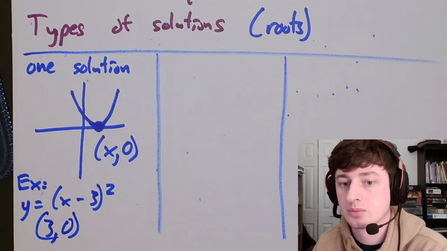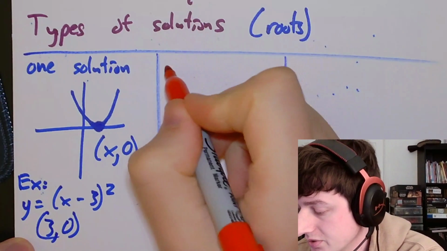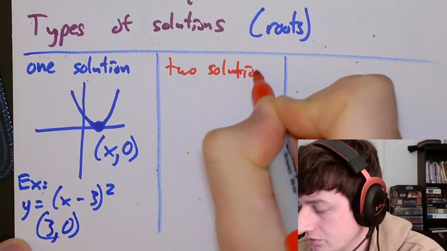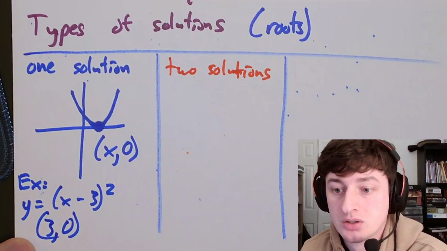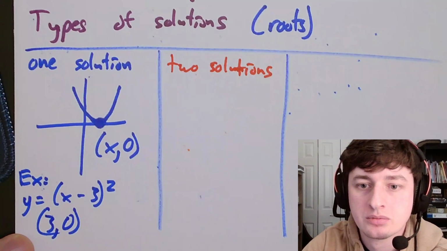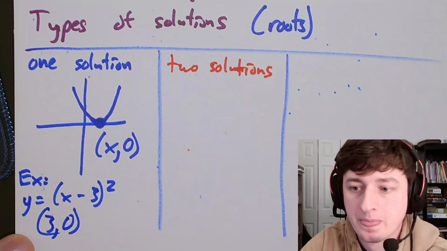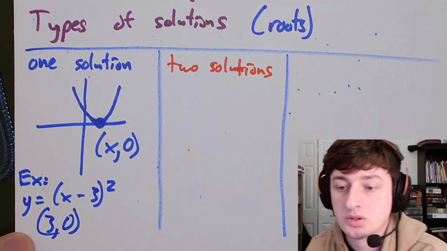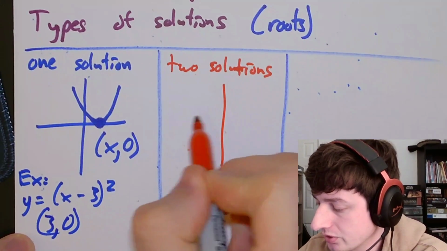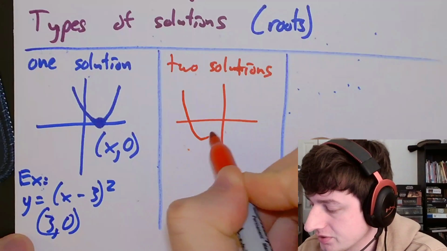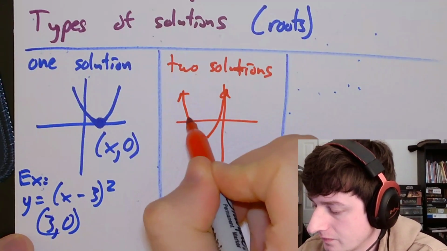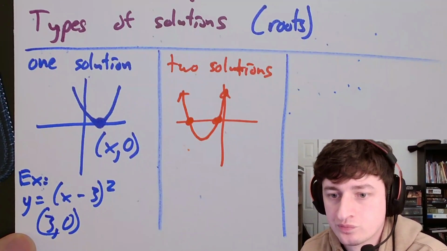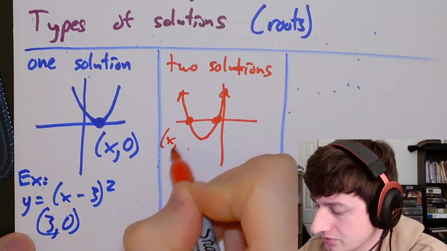Okay, then the other possible solution type is that there are two solutions. So this would look like we have our coordinate plane and the graph crosses twice. So we have two sets of x comma zeros.